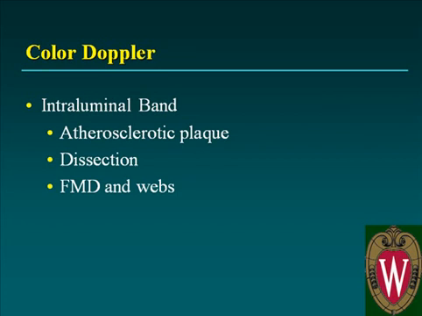First of all, the intraluminal band are sometimes seen in the performance of carotid Doppler, and a band that crosses the lumen of the carotid artery can result from basically three sources, the most common being a free edge of atherosclerotic plaque. It can also indicate dissection or the presence of fibromuscular dysplasia and luminal webs.